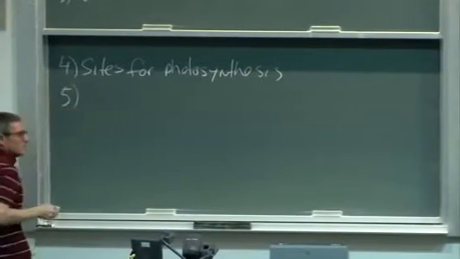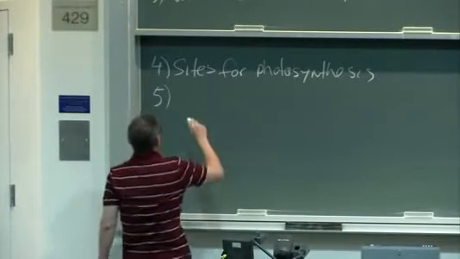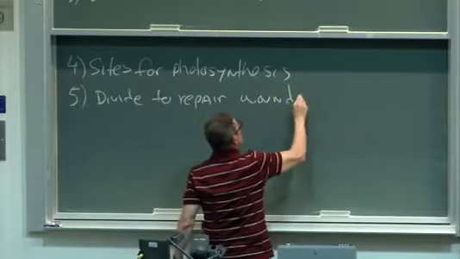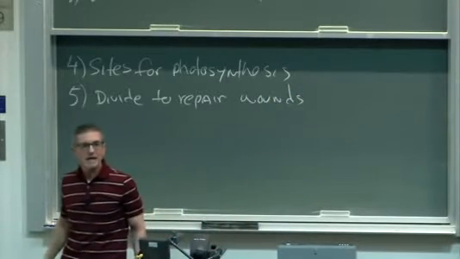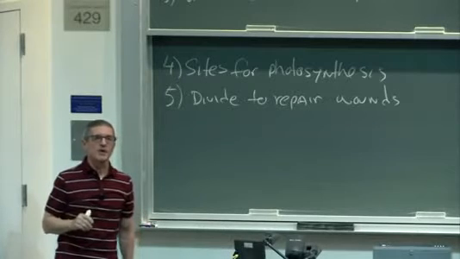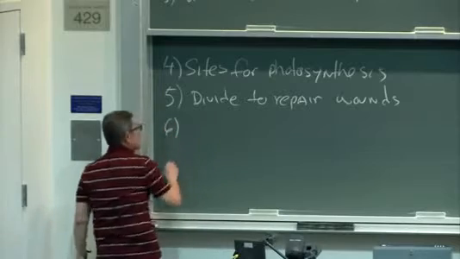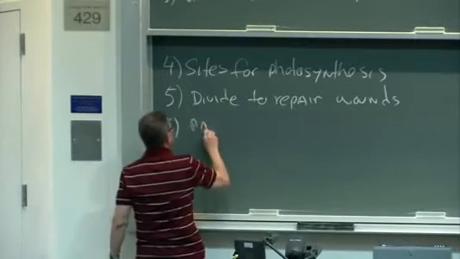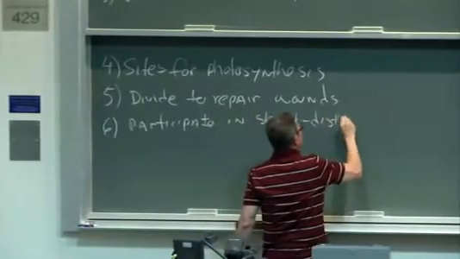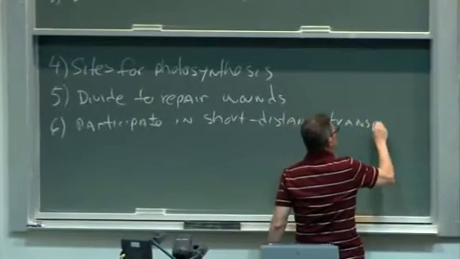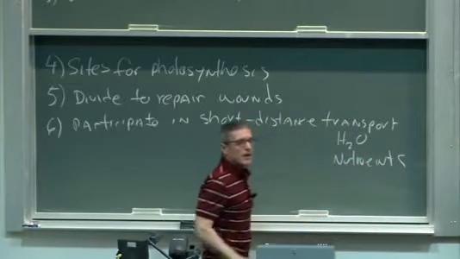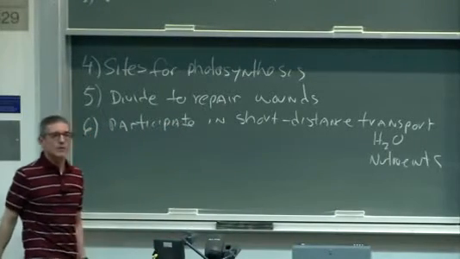A fifth characteristic, which only comes into play under some circumstances, is that they can divide to repair wounds. So, for example, if a tree is cut or a car runs into the tree and makes a gash, that hole or that injury made by the car will be filled in, will be covered by parenchyma cells which are stimulated to divide. And last, although not least, parenchyma cells participate in short distance transport. And this would be of water or nutrients. So this very important cell type is the basis for all the other cell types that we're going to be looking at today.